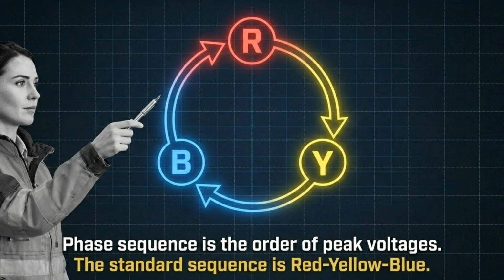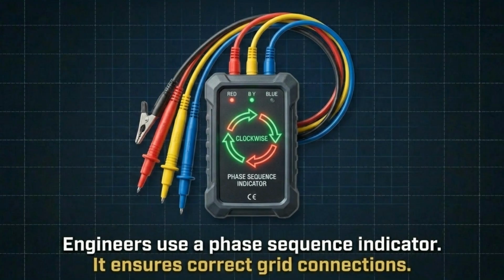The phase sequence refers to the order in which these peak voltages occur. The standard, most common sequence is red, yellow, and blue. Engineers rely on a phase sequence indicator to verify this order. Using this tool ensures that grid connections are correctly configured.